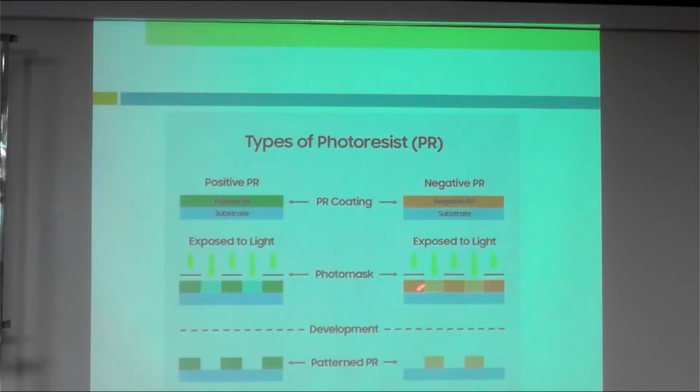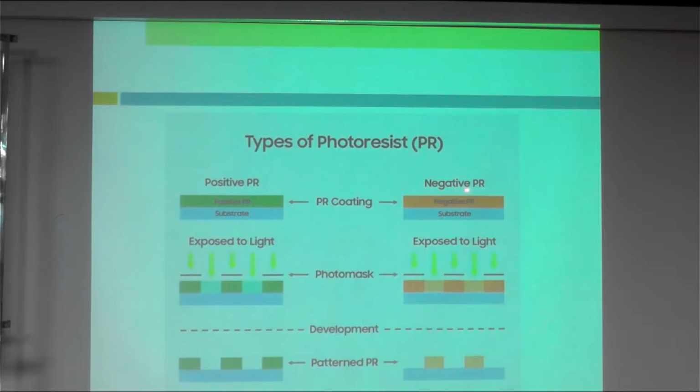Then you will transfer the pattern from the photomask to the photoresist. The pattern transferred on the negative photoresist is where the part exposed to the light will remain. This is a negative photoresist, but in the positive photoresist the exposed part will be removed. So whatever pattern you draw on your photomask will be transferred.